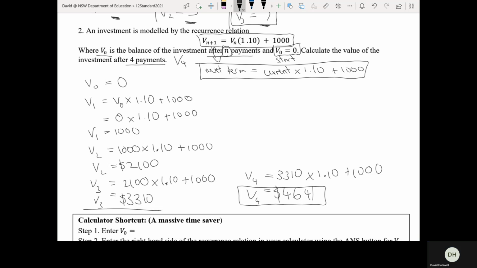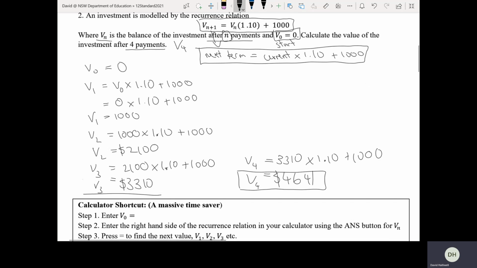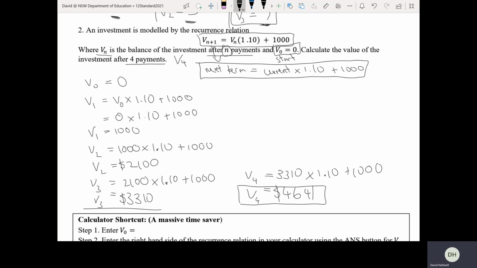Okay. All right. So hopefully you're getting the hang of the idea that V sub n is the current term, V sub n plus 1 is the next term. And we use the current term in the rule to work out the next term. All right, now that's a lot of working out, but that is the amount of working out that they expect you to do in a HSC exam. Okay, I don't suspect they'll put it much more than 4 payments because that's a lot of repetitive working out.